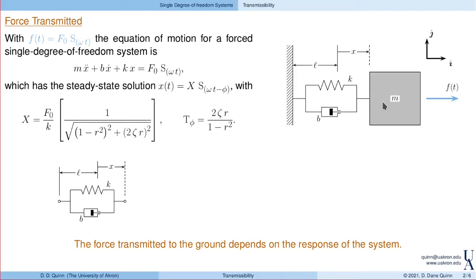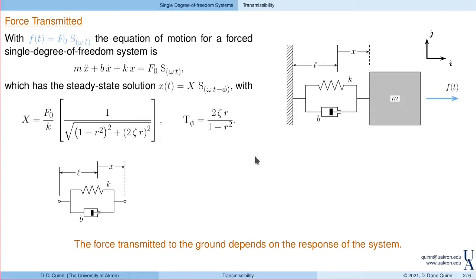It's a spring mass damper system, mass M, stiffness K, damping B, and we're going to apply a force that's harmonic to this system, right? So F of t is F naught sine omega t. F naught, of course, is the amplitude, and omega is the frequency.